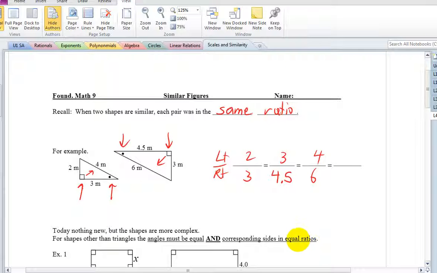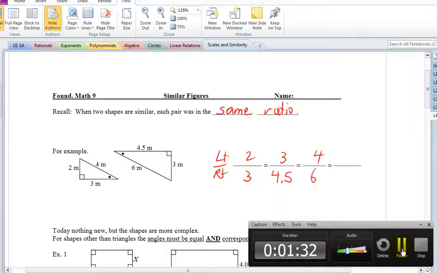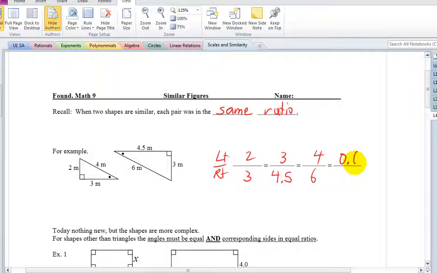What's 4 divided by 6? What's 2 divided by 3? What's 3 divided by 4.5? So you should have found that equals 0.6 repeating. All of them did. Okay. Now if you flipped it, if you had 3 over 2, that would equal 1.5.